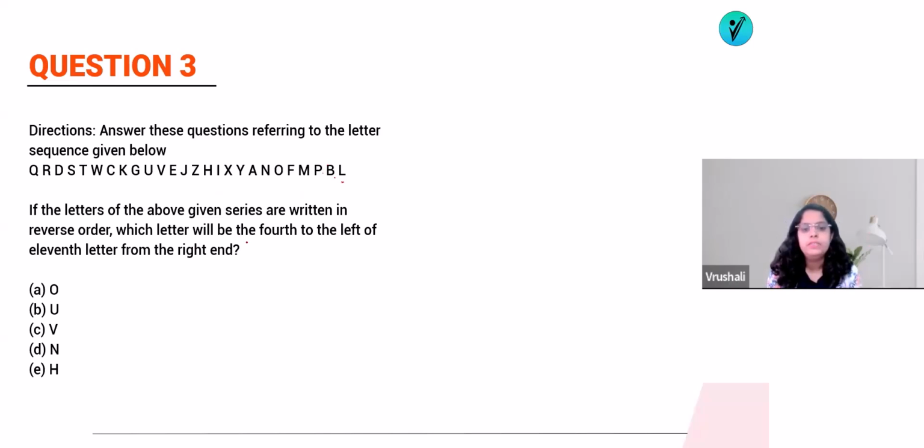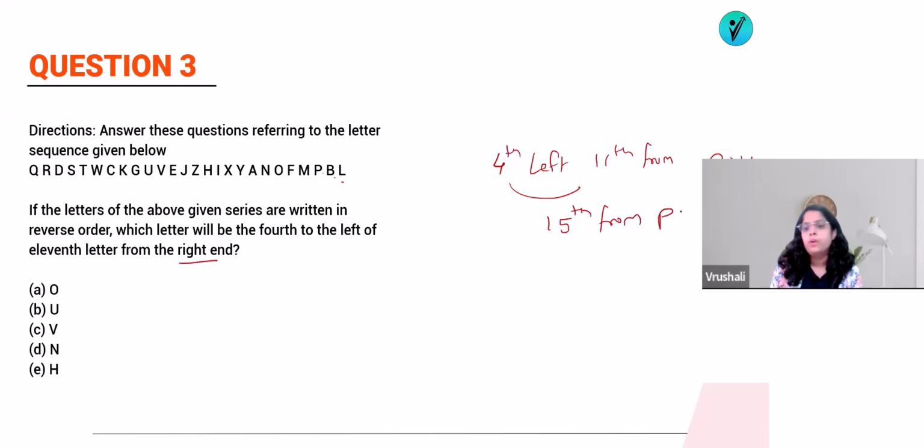Which letter will be the fourth to the left of the 11th letter from the right? Fourth to the left of the 11th from the right end. We know that left and right are opposite, so you will add: 4 plus 11, 15th from the given end. The given end is the right end. So from the right end, you will count the 15th letter.